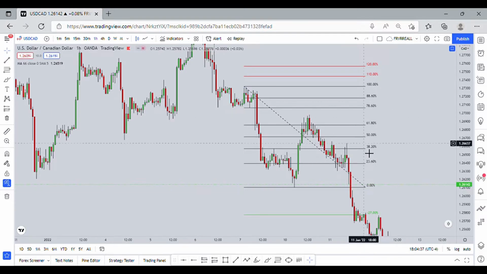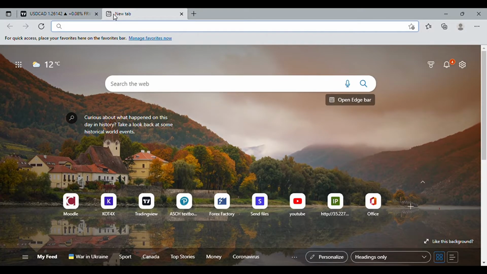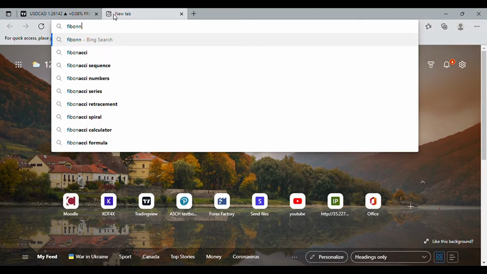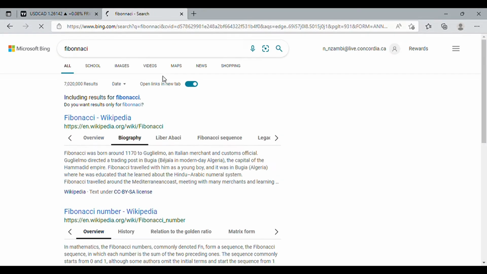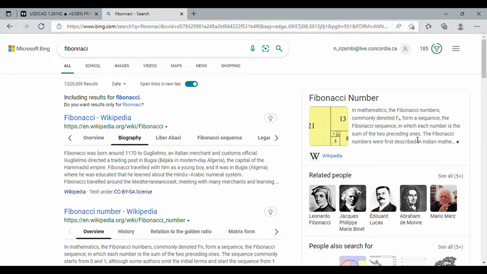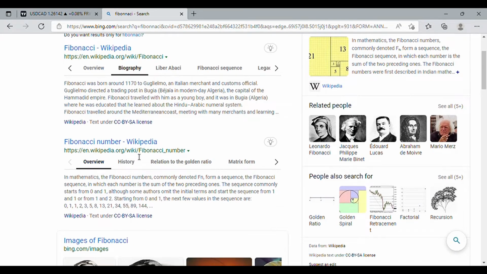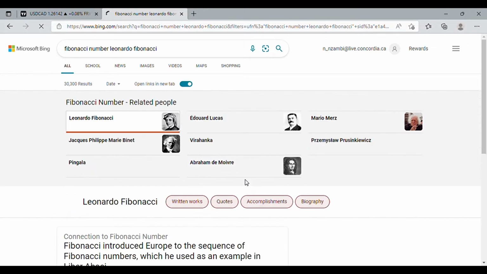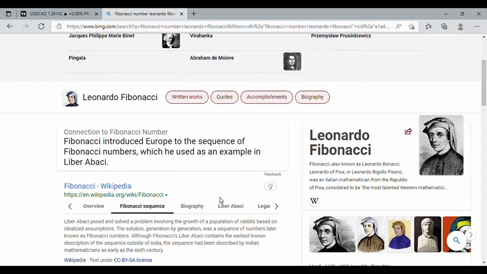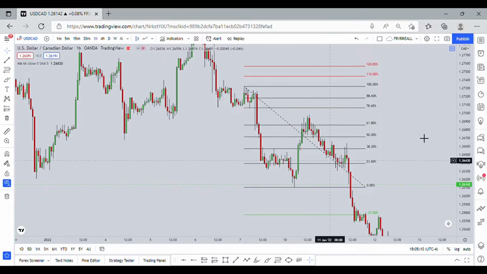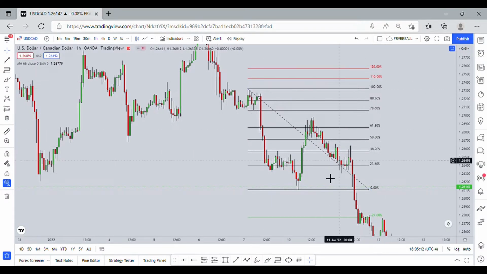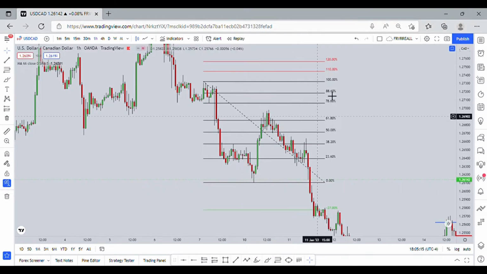And the reason why there are these specific numbers, you simply gotta ask who Fibonacci is. Simply go to Google, Fibonacci, I believe is Italian. Yeah, Fibonacci numbers, Leonardo Fibonacci. Yeah, this is him. He's the creator of the Fibonacci sequences and numbers and all that comes with it. And people somehow were able to turn this into a trading tool. So simply use these numbers and you'll be okay.